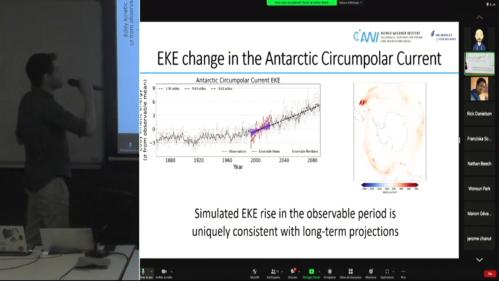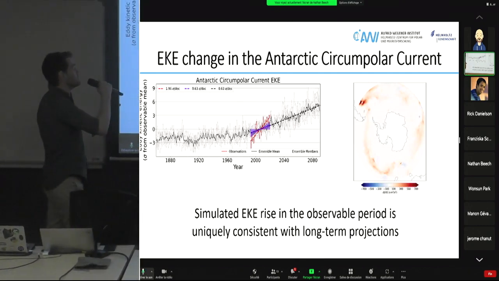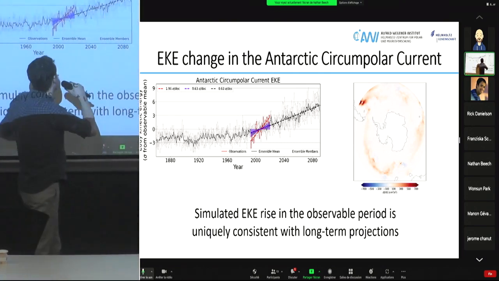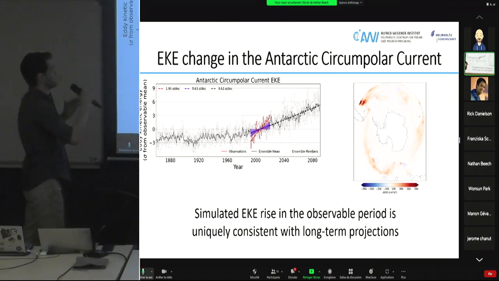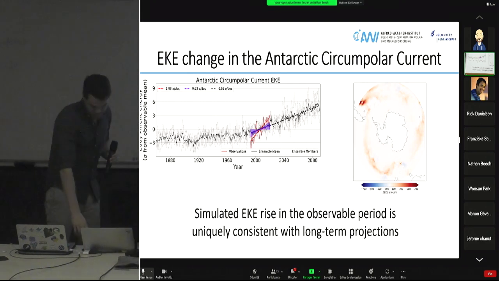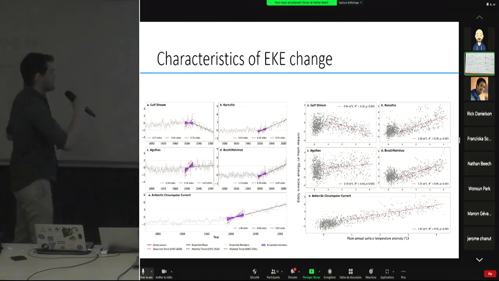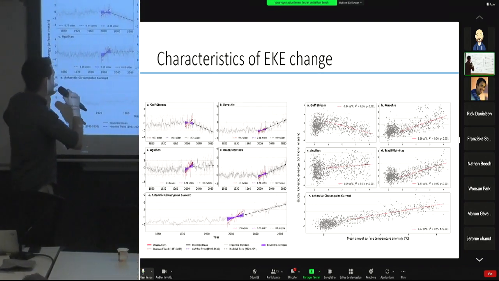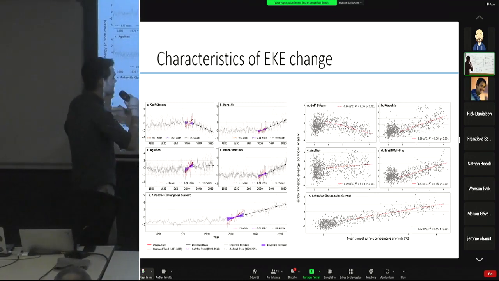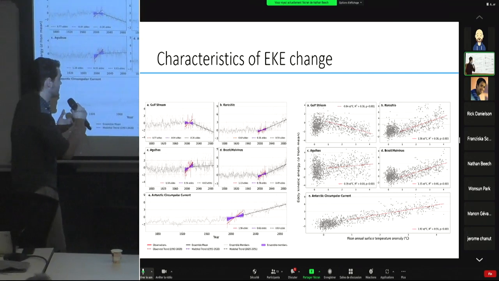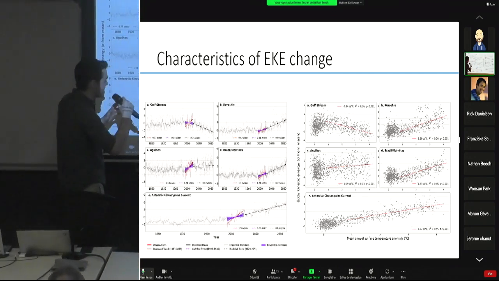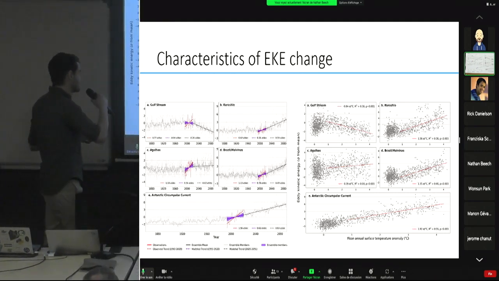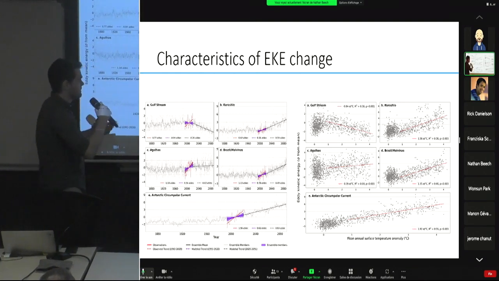Now, interestingly, the ACC is the only region in which the observable change in the model dataset is consistent with the long-term projected change. And so we can expect that the observable changes here will continue. And I want to make a final point about how we characterize changes in eddy activity. So throughout the presentation, I've been showing you linear trends in time in EKE. And in that case, the ACC is the only region where we find consistency between the observable and projected period.